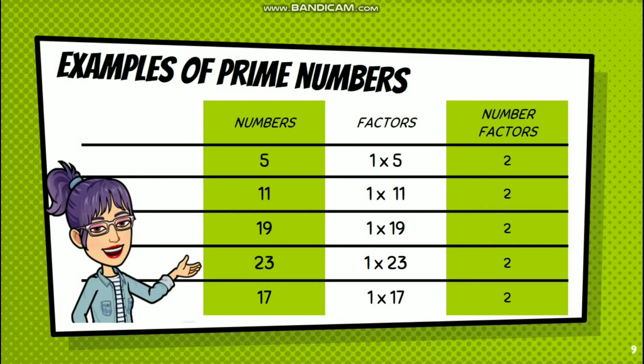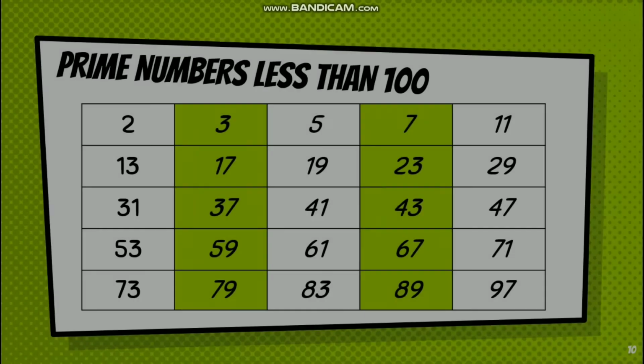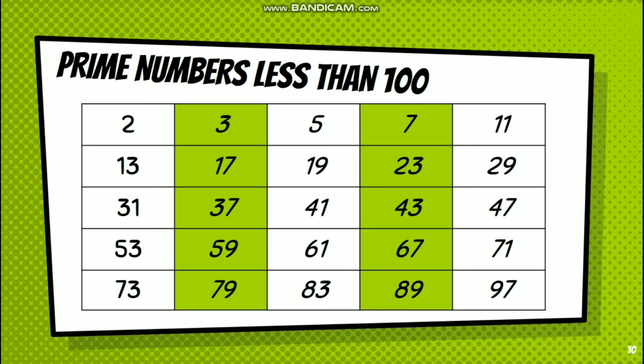So those are a few of the prime numbers. In our next slide, I will give you the list of the prime numbers that are less than 100. Take note of the following numbers so that it will be easy for you to identify if the given number is prime or composite. Here is the list of prime numbers less than 100: 2, 3, 5, 7, 11, 13, 17, 19, 23, 29, 31, 37, 41, 43, 47, 53, 59, 61, 67, 71, 73, 79, 83, 89, and 97. All of these numbers have only two factors, which are 1 and the number itself.